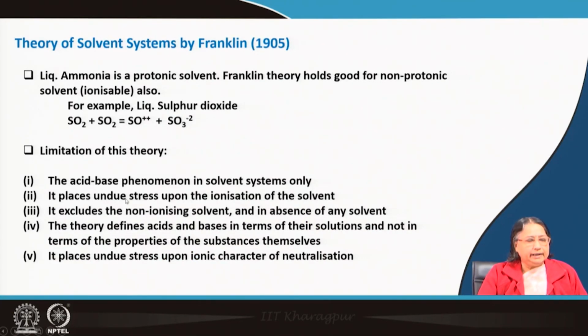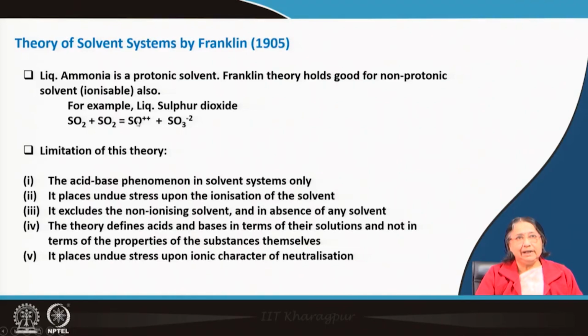Also, we have seen that ammonia is a protonic solvent, but there are some solvents that are non-protonic, for example, liquid sulfur dioxide. In liquid sulfur dioxide we do not have any proton. So, what will happen to this? It is also explained by Franklin.